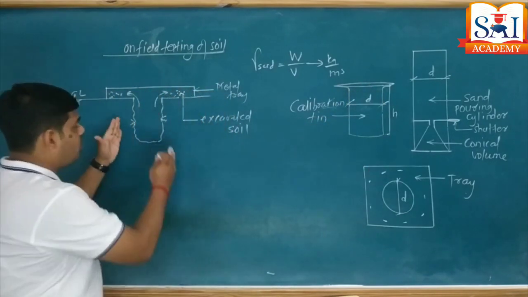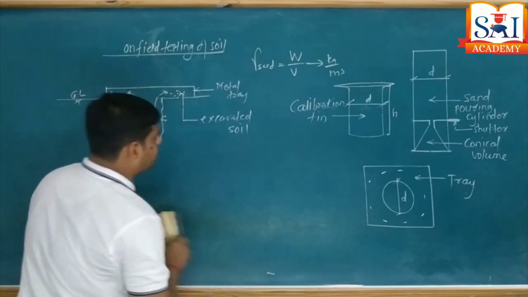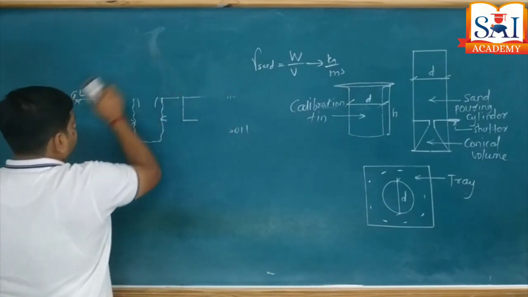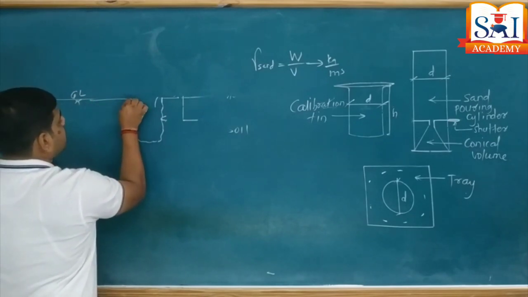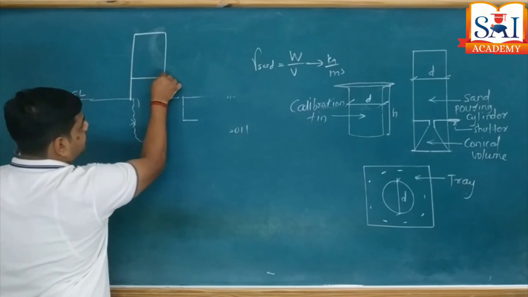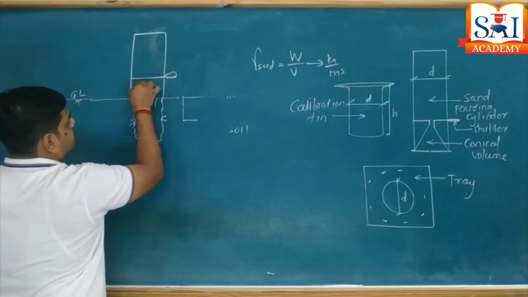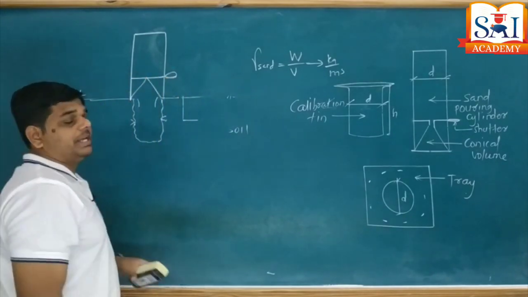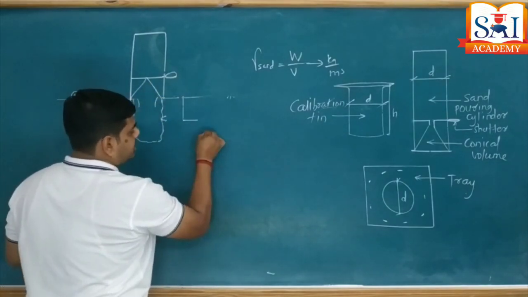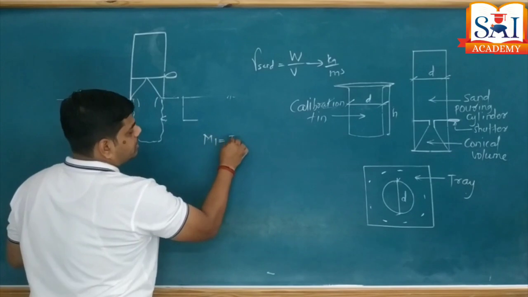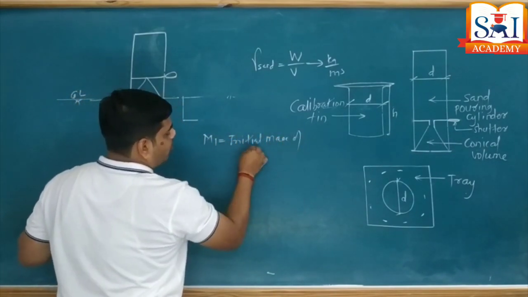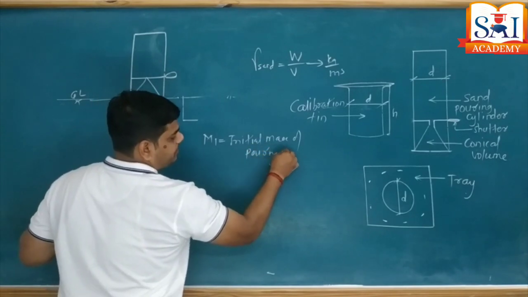Okay, now when the hole is made, we are going to remove this tray. The metal plate is now removed, and exactly over this we are going to place the pouring sand cylinder, like this. The initial mass of this pouring cylinder is recorded. Say m1 is equal to the initial mass of the pouring cylinder.